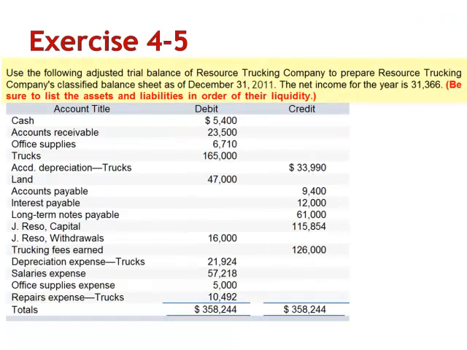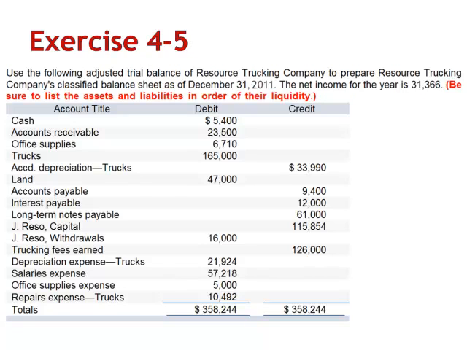Exercise 5. Use the following adjusted trial balance of Resource Trucking Company to prepare Resource Trucking Company's classified balance sheet as of December 31, 2011. The net income for the year is $31,366, and we're reminded to be sure to list the assets and liabilities in order of their liquidity.